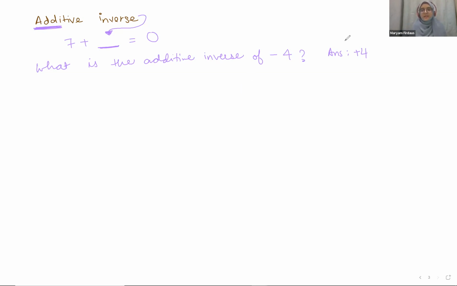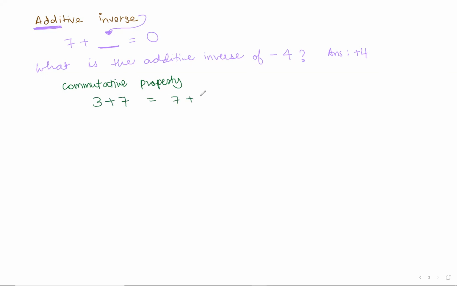Now tell me whether this statement is correct. Have you heard of the commutative property? Yes. What is it? For example, 3 plus 7 is equal to 7 plus 3. Very good. Yes, that is the commutative property. So this exists when we are adding something, right? So basically in the language of maths, we say commutative property is true for addition.